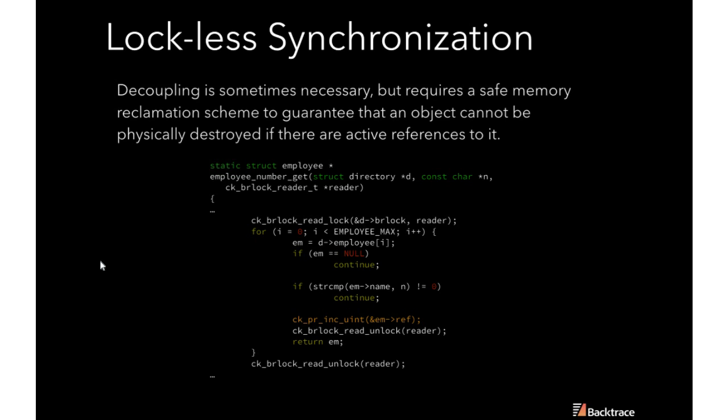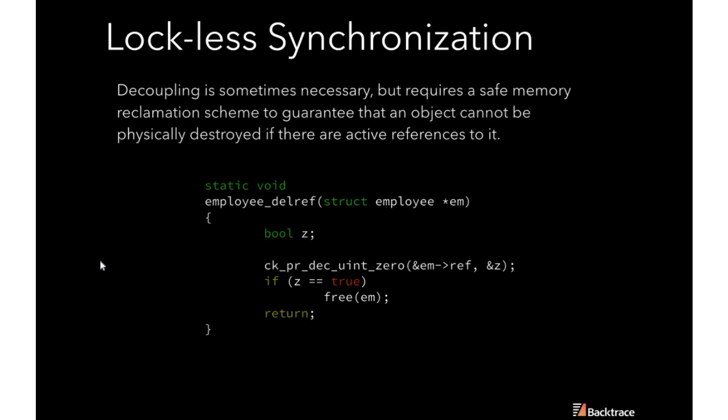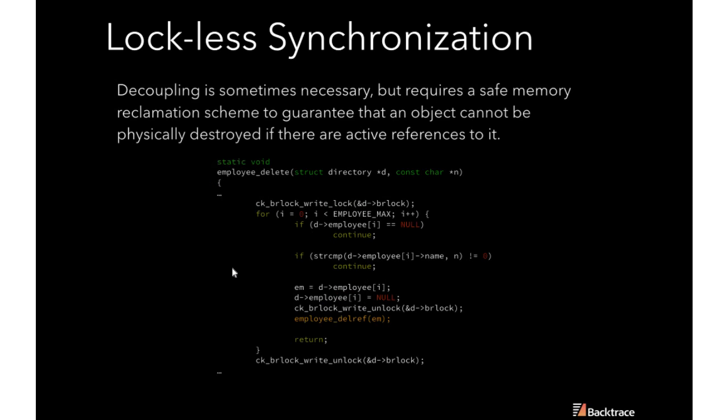Now, when you actually go ahead to delete the object, rather than immediately freeing the object, you'll actually rely on this reference count. So over here, rather than calling free, now we'll call employee delref whenever we are done using a particular employee object on the read side. What that will do is atomically decrement this reference count, and if the reference count is 0, then it is safe to physically destroy that object because it's guaranteed to no longer be reachable. And this is what it would look like on the right side.